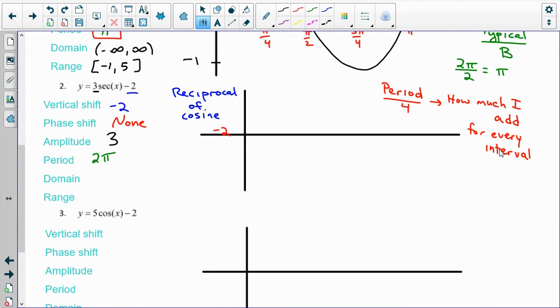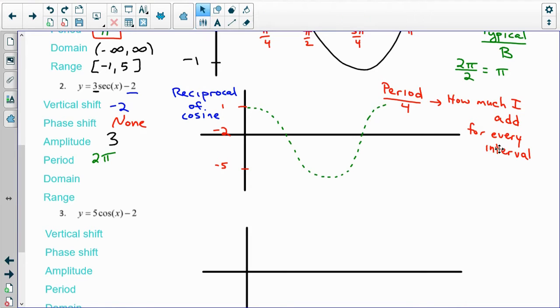So if it was cosine, I have a vertical shift of 2. So I'm going to start at -2, and then I'm going to go down to -5. Then I'm going to go up to 1. And then cosine starts at the top, goes down, and then comes all the way back up. So that's what cosine looks like for one cycle.